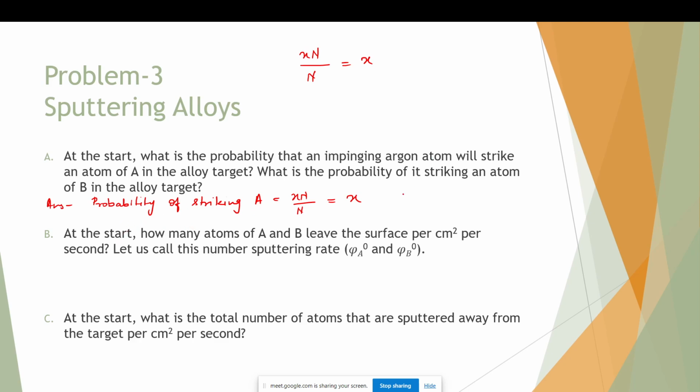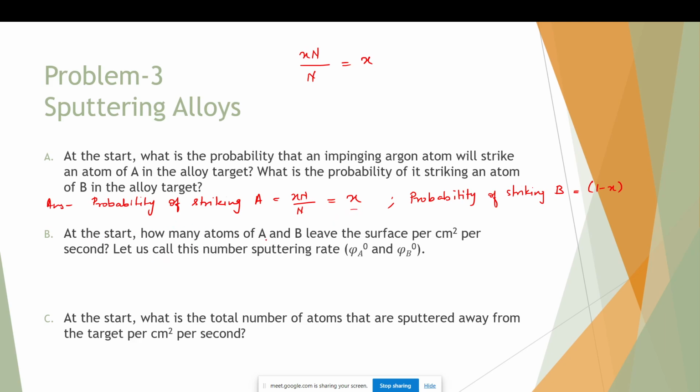Similarly, can you tell me the probability of striking B? It will be 1 minus x. So, basically the probabilities will be equal to the ratio of A and ratio of B. Like if there are xn number of A atoms on the surface and n is the total number of atoms on the surface, then the probability of striking A will be xn by n. So, let us move on.